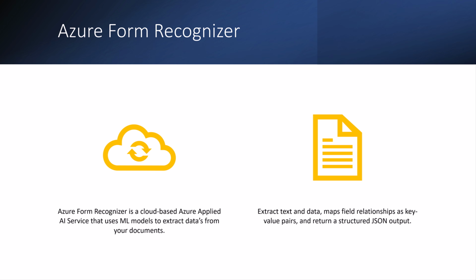Azure Form Recognizer is one of the types in Azure Cognitive Service. The main focus of Azure Form Recognizer is a service that uses an ML model to extract data from your document. This extracted data contains the key value pairs and it returns those results using JSON output.